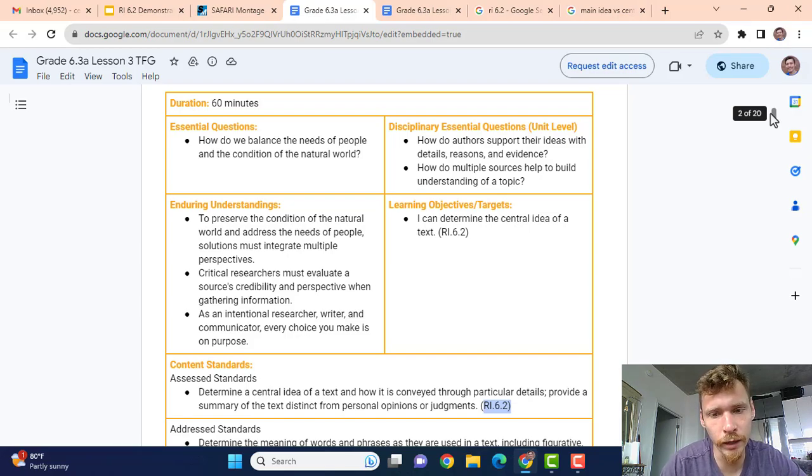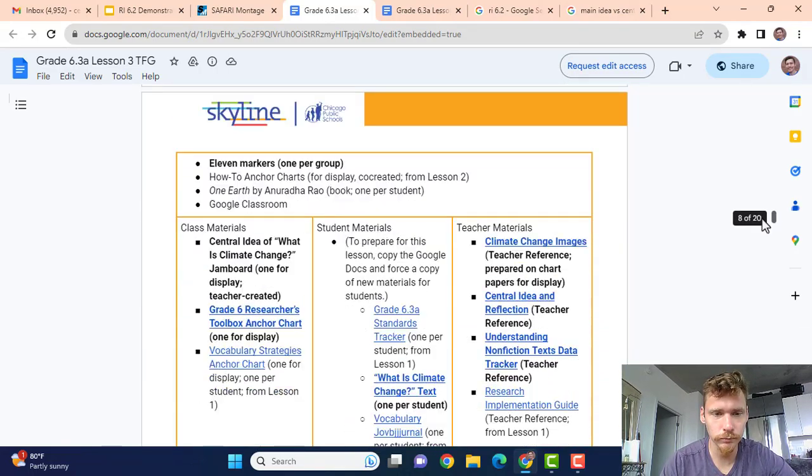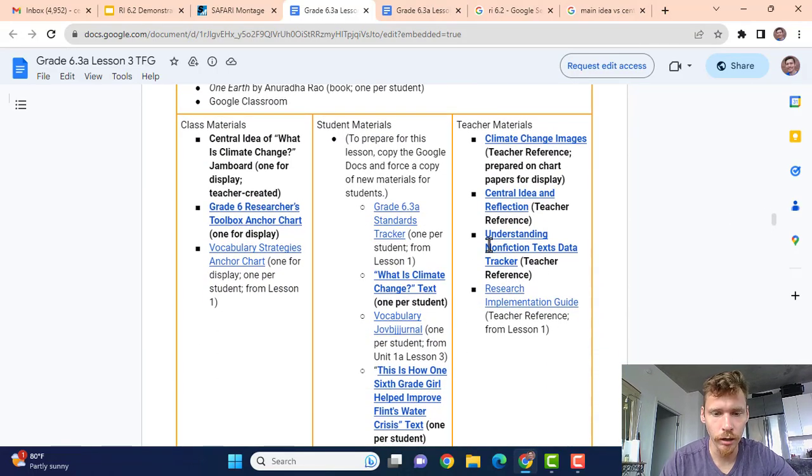Now, we need to ask ourselves, what are students going to be doing with this objective? What are they going to be reading? We know that they're going to be finding the central idea of a text, but we want to know, well, what is that text? So we can scroll down to the materials, and we see What Is Climate Change, and that is going to be the mentor text for this lesson.